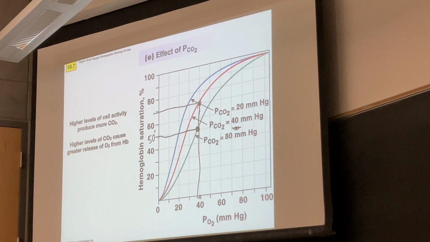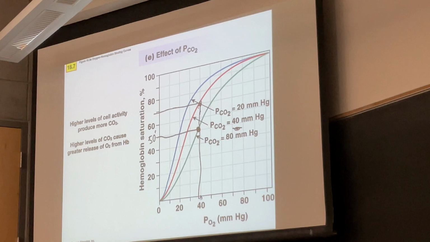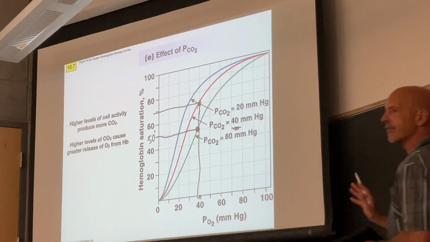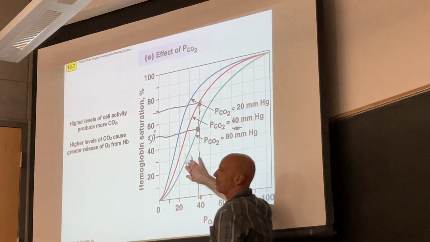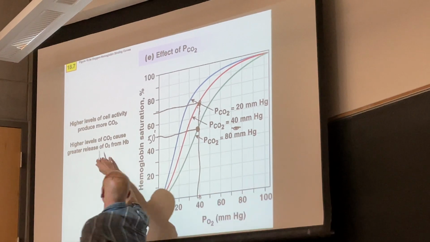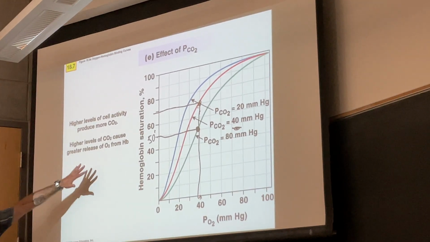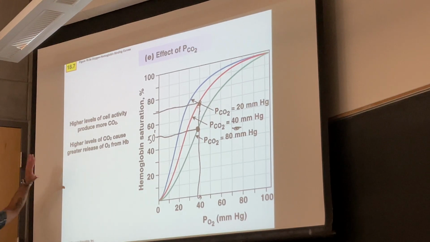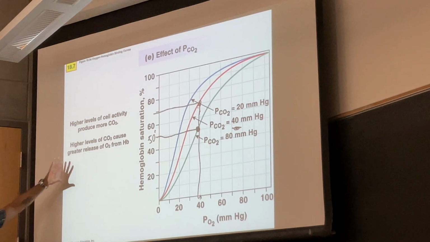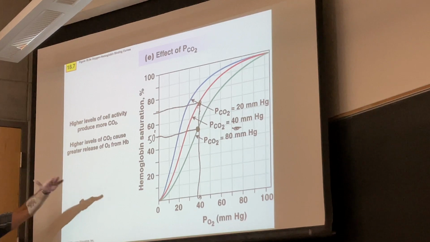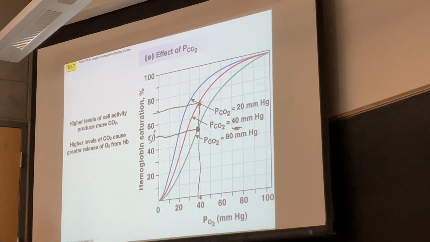Okay, that makes sense? Basically, you just shift it. You understand the principle, if nothing else, okay? Will I put one of these on the test? No, I'm not going to. I want you to understand the questions though. Higher levels of cell activity are going to produce more carbon dioxide. Okay? Higher levels of carbon dioxide are going to cause a greater release of oxygen. That's the general principle you want to understand right there.